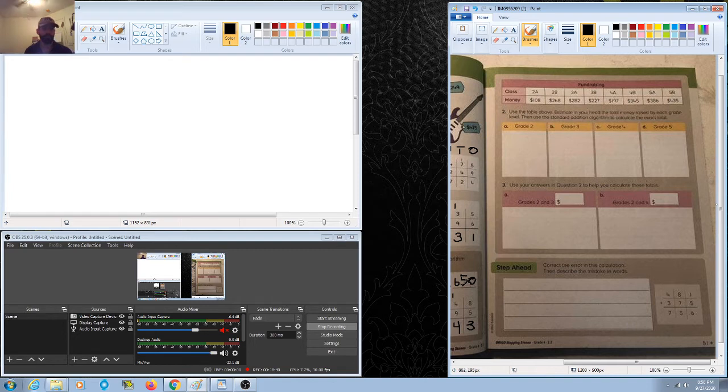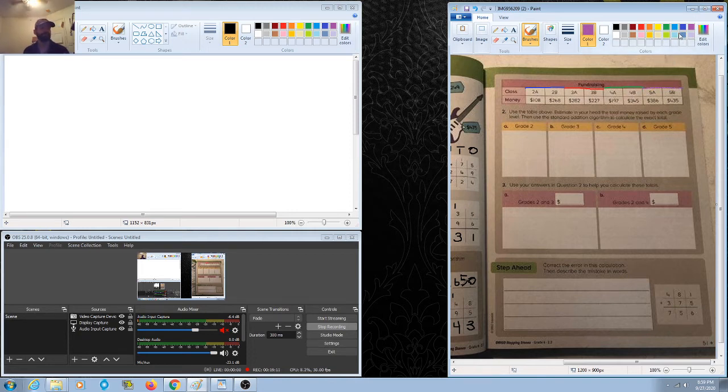Okay, so what I'm going to do here, just so it doesn't get confusing, is I'm going to use colors to kind of represent the grades, just to break them up. So we have second, third, fourth, and fifth grade. So I'll use blue, red, green, and purple.